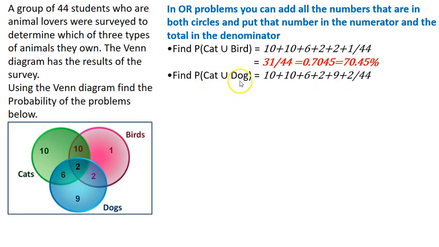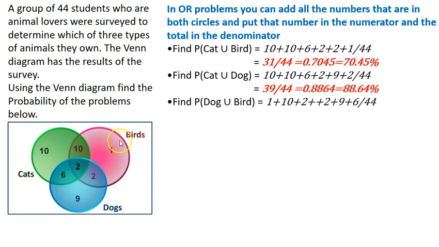Then we got cats or dogs. So again, we're going to add together everything in this green circle and the blue circle. 10 plus 10 plus 6 plus 2 plus 9 plus 2. Put that all over 44. That gives us 39 over 44, or 88.64%.